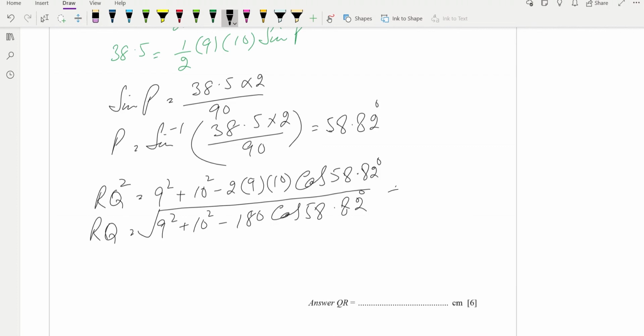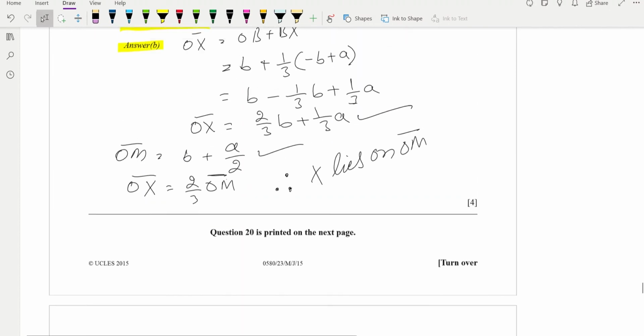This is equal to 9.37. This will be centimeters, so 9.37, this will be the final answer for this question. We are done with the question.